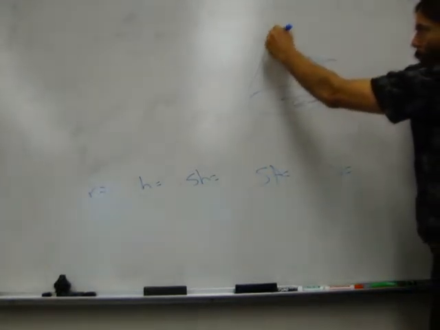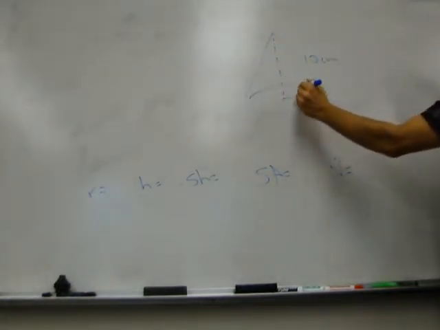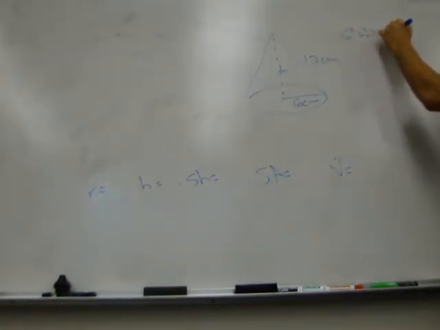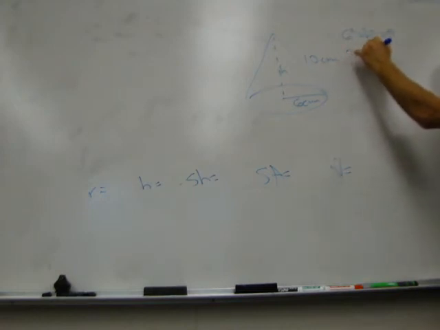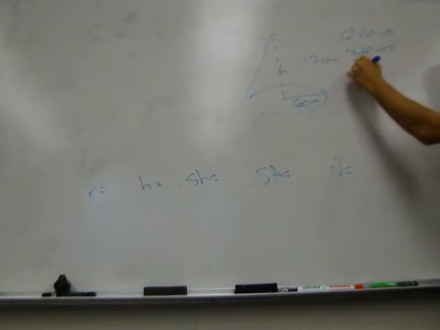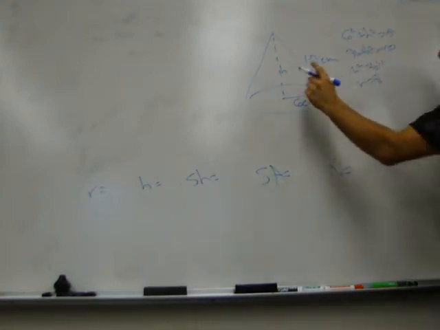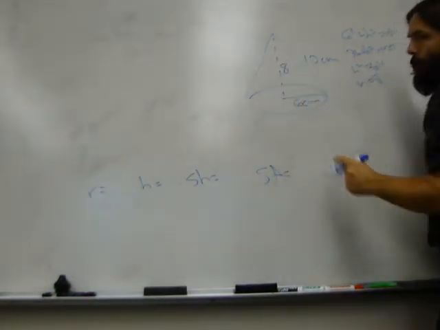The height. Okay. And how would you figure out what the height is? Pythagorean theorem, of course. So it's going to be 6 squared plus h squared equals 10 squared. That's 36 plus h squared equals 100. That's h squared equals 64. That's h equals 8. So the height is now 8.